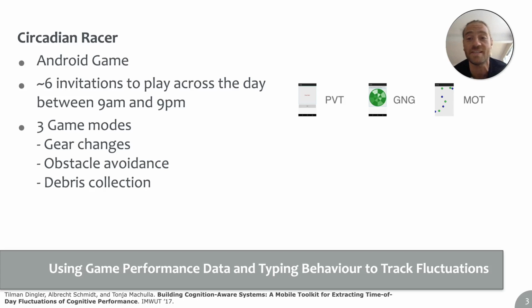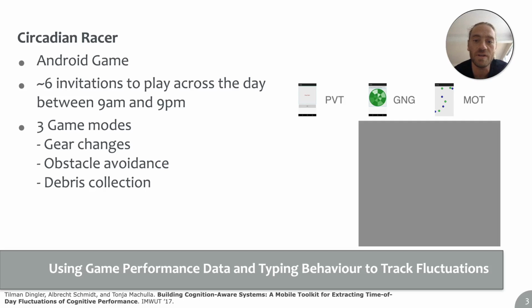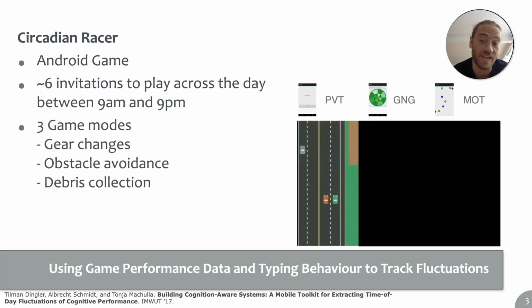And so we designed a game for Android called Circadian Racer, based on an alertness toolkit which we released a few years ago. And the game basically models three validated alertness tasks. One, it comprises a gear changing task, which is basically a reaction time task, also called a psychomotor vigilance task, or PVT. So the player changes gears as quickly as possible once the message speed up appears on the screen.